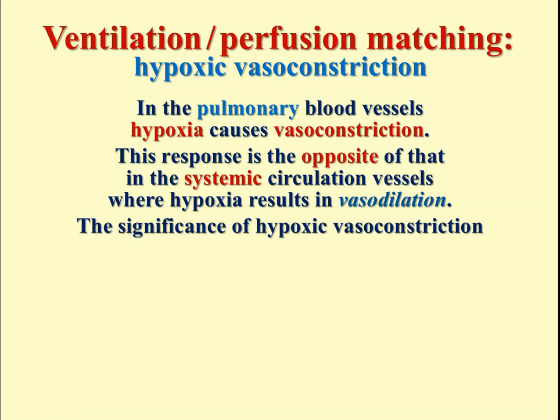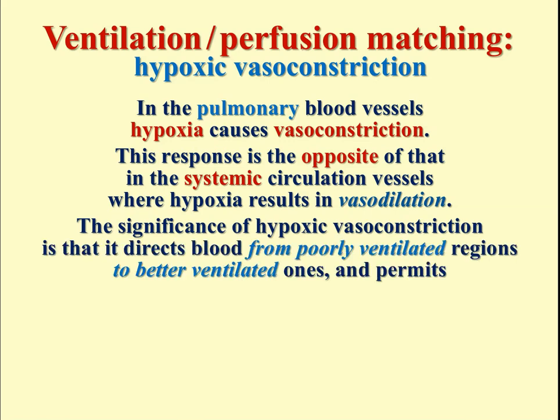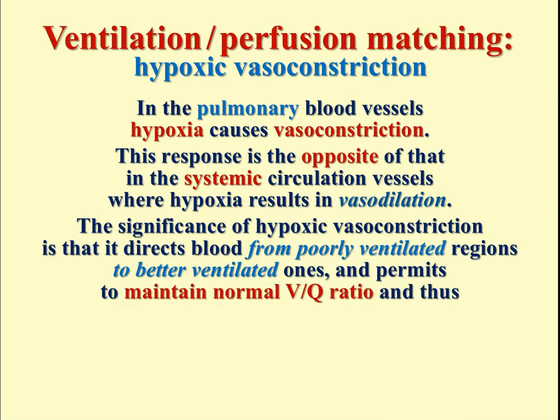And what is the use of this? Poor ventilation decreases, but if simultaneously we have decrease of blood supply, the ventilation perfusion ratio remains at least closer to normal, if not normal entirely. And if it's local hypoxia, it provides direction of blood from poorly ventilated areas into better ventilated parts of the lungs. And so it also permits to maintain better VQ ratio and arterial blood saturation with oxygen.